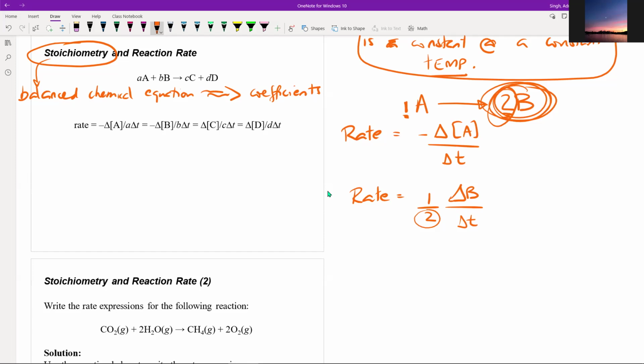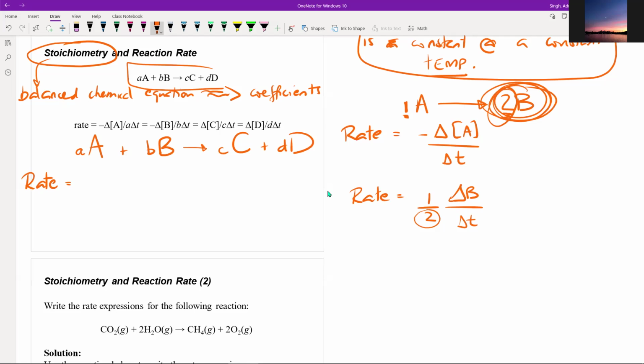So if you have a generic equation now, something like this, let me rewrite this over here. So we have the lowercase a is the coefficient, and then uppercase A is whatever that reactant is, reacting with B, lowercase b is the coefficient, uppercase B is the other reactant, to produce lowercase c, that's the coefficient, uppercase C is the product, and then lowercase d is the coefficient for uppercase D. So we can write the rate of this now with respect to all of these chemical species.